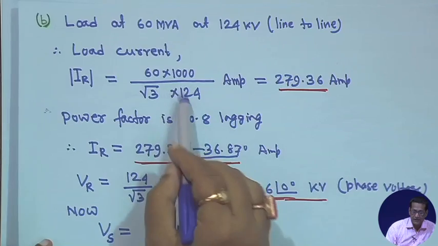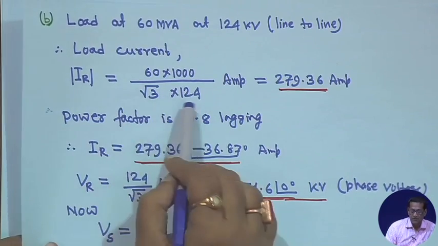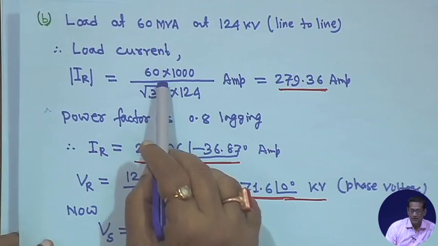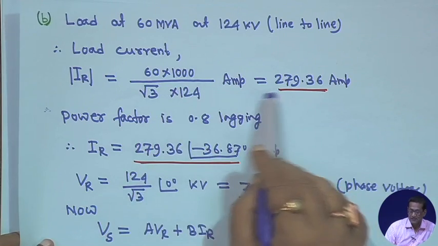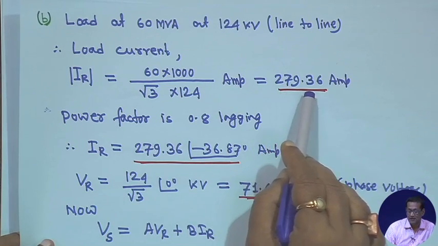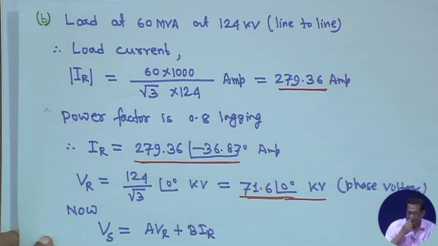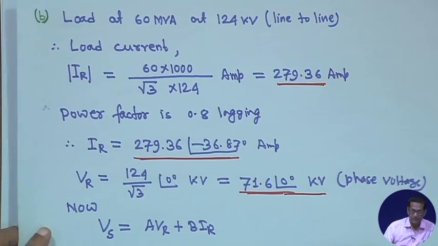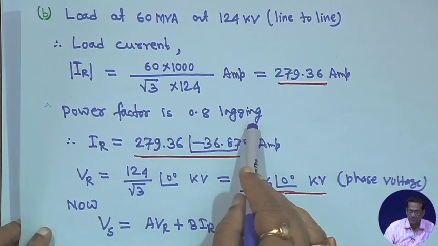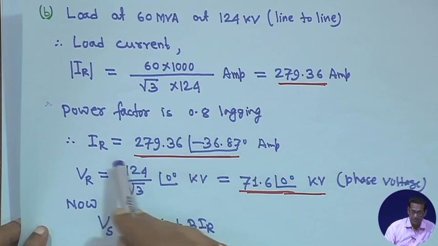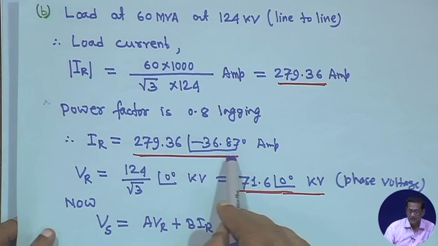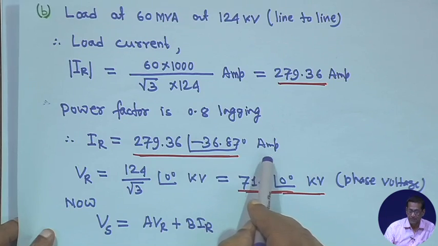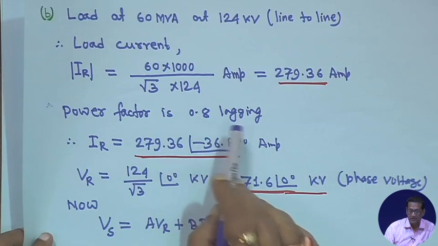So, load current is same as before, root 3 VI is equal to MVA. So, it is 60 into 1000, and the magnitude of the current is 279.36 ampere. And the power factor is 0.8 lagging. Therefore, IR is equal to 279.36 angle minus 36.87 degree ampere, because the power factor of 0.8 is lagging.